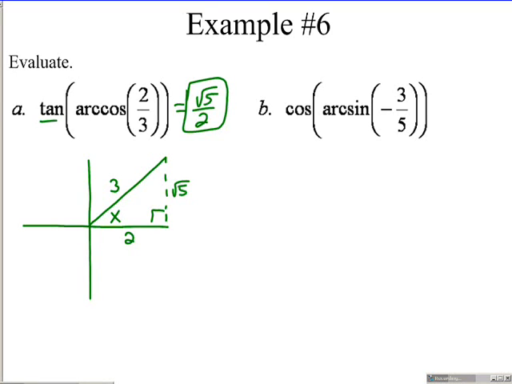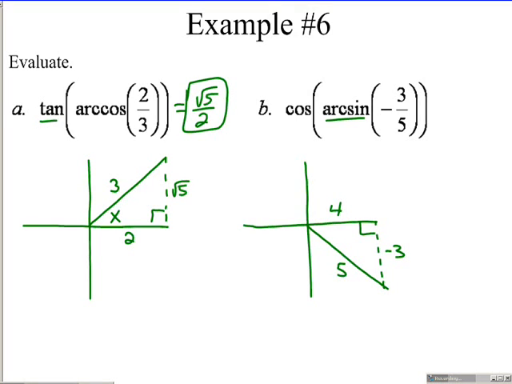Cosine of the arc sine of -3/5. Start with your inside function. Arc sine of -3/5. Arc sine is negative down here. Opposite over hypotenuse. Pythagorean triple, 3, 4, 5. What angle has a sine value of -3/5? That angle right there. And now we need to find the cosine of that angle, adjacent over hypotenuse, 4/5.